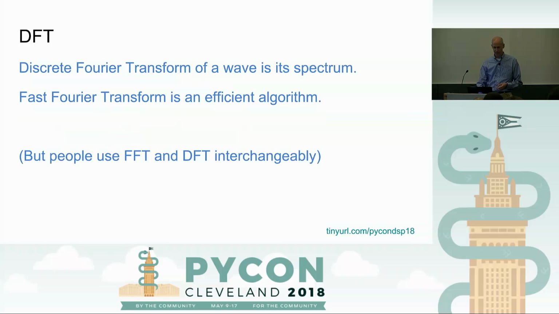The other part of what we saw, which was hidden from you, is the discrete Fourier transform. And that is how you get from a wave to its spectrum. The fast Fourier transform, the FFT, that you've probably heard of, is a fast algorithm for computing the DFT. So these are two related things. The DFT is the transform itself. The FFT is an algorithm for computing that transform. But they're so closely related that people use the two terms interchangeably, so I'll forgive you if you do that.